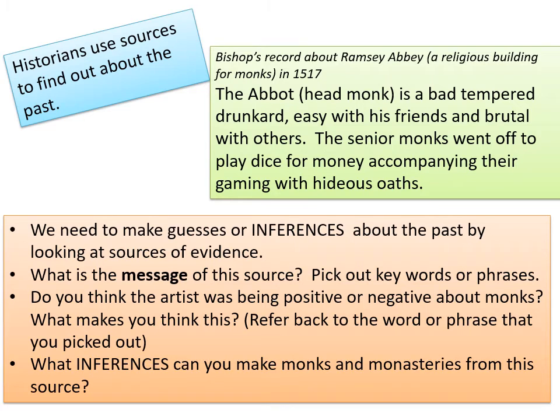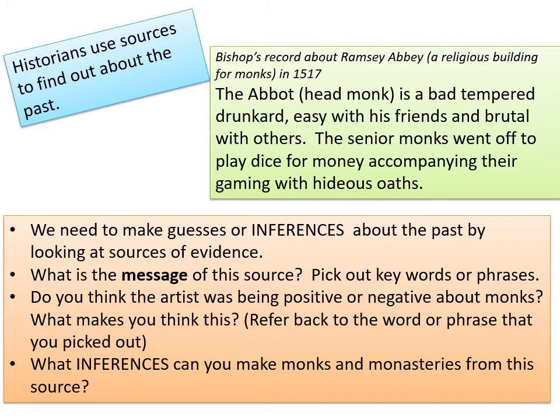So in around 1517, a local bishop wrote down a source, a piece of information about what was happening at Ramsey Abbey. And he said, the abbot, which is another name for the head monk, is a bad-tempered drunkard, easy with his friends and brutal with others. The senior monks went off to play dice for money, accompanying their gaming with hideous oaths. Wow, that doesn't sound particularly good, does it?